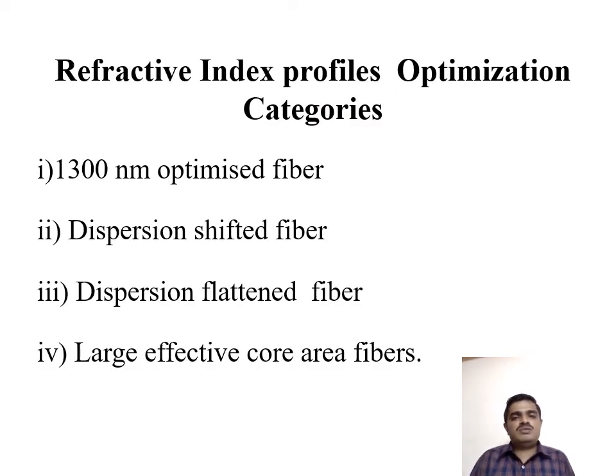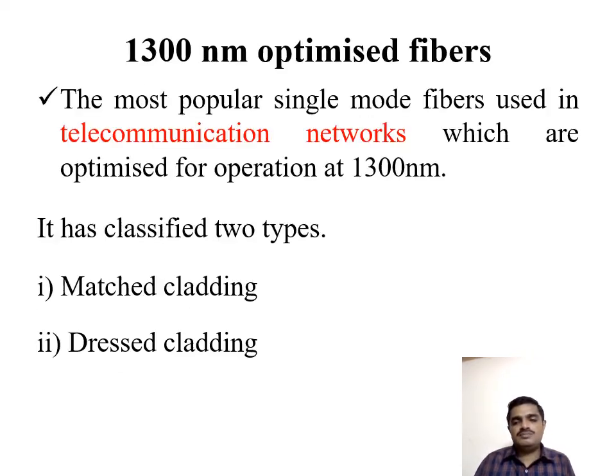Refractive index profile optimization categories. The first one is the 1300 nanometer optimized fiber, then dispersion shifted fiber, dispersion flattened fiber, and large effective core area fibers. In order to achieve better results in fiber optical communication, we need to do certain modifications or optimization processing under these four heads.